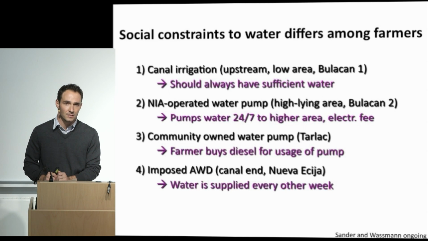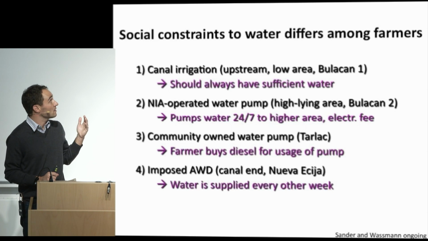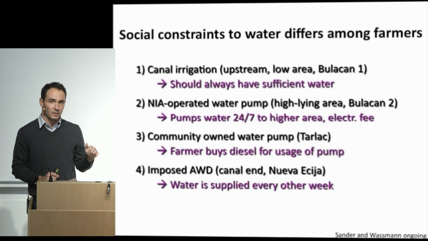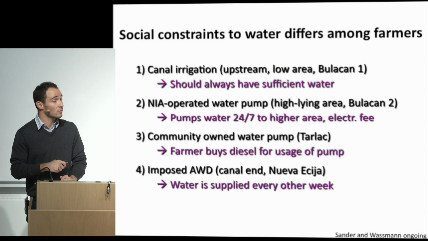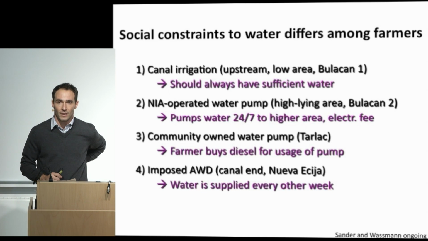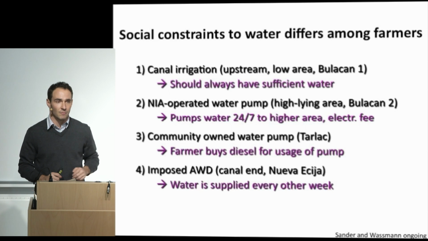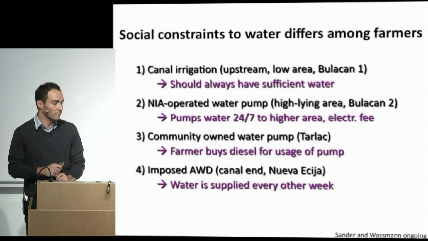Basically, their experiment setup is that they went to 4 different districts or 4 different communities that have different access to water, ranging from one district that has sufficient water all the time to the other extreme, where it's forced alternate wetting and drying already, and they only have water available to them every other week. And then two other treatments sort of in between.